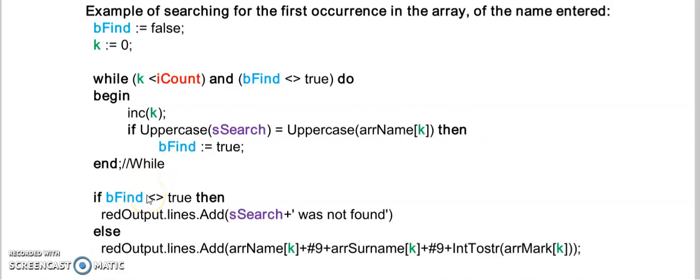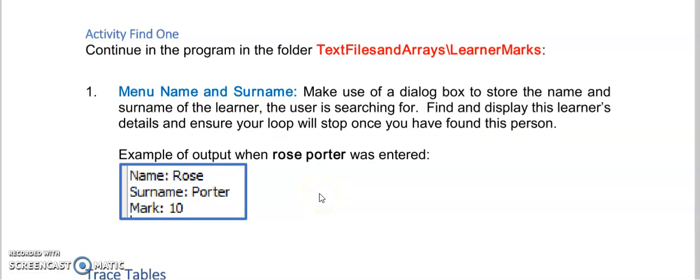Outside of my loop, I'm testing if I have found the learner as the user entered and displaying a message if I have not found it. But if I have found this person, I then display their name, their surname, and their mark. I could also include their grade by just using k, because k will still have the position of where this name was found. This is now your opportunity to practice and go to the menu called Name and Surname and try and complete this question.